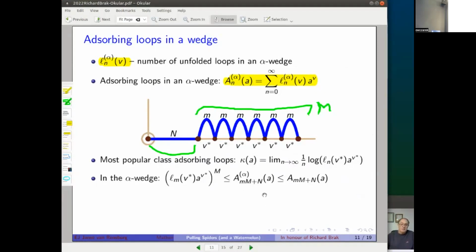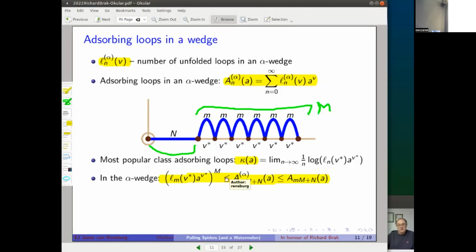Now the most popular classes I'm using here, of course, for each of these has limiting free energy kappa of alpha. And the way I've put these together to make a loop inside the wedge gives you this inequality. So these inequalities. Here are the weights from the capital M loops that I've put into a string. All of these together is part of the partition function a_n of alpha, a.